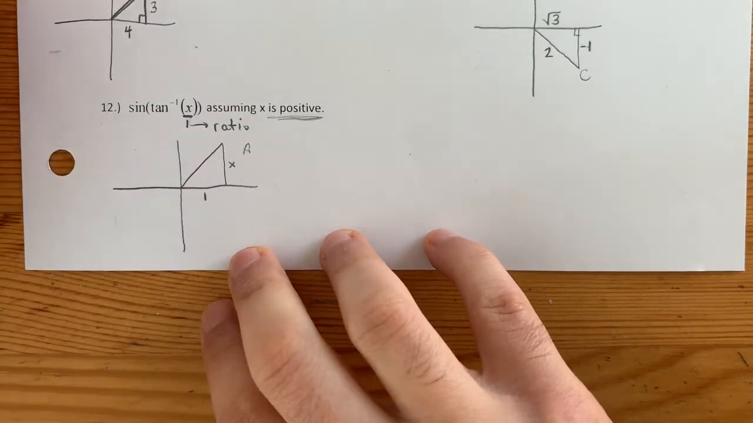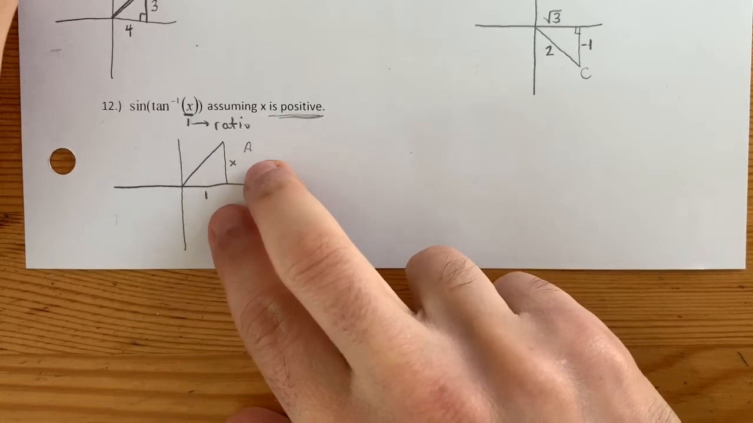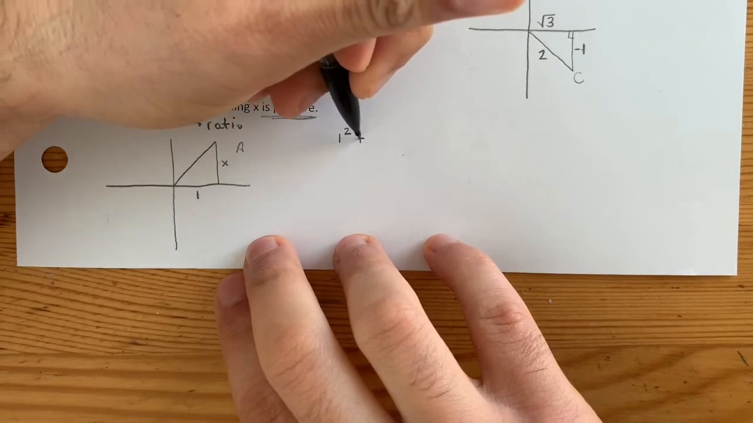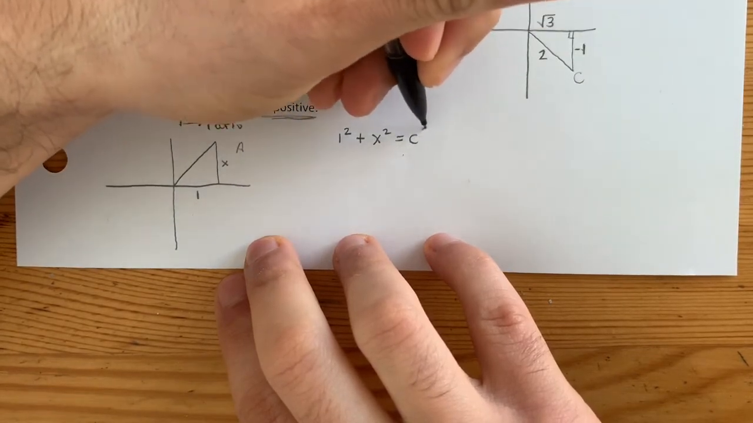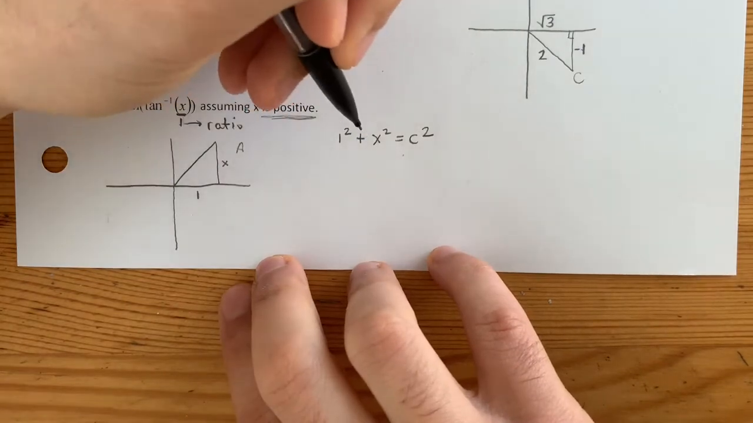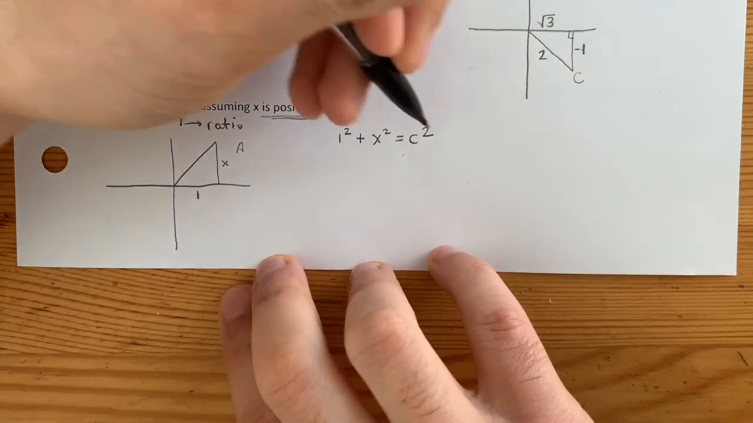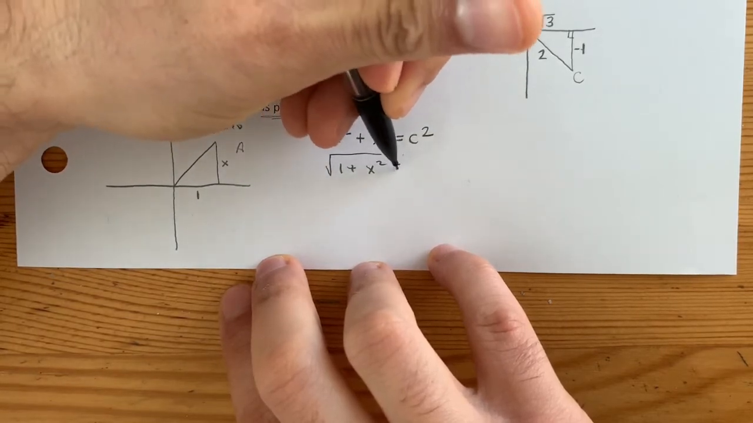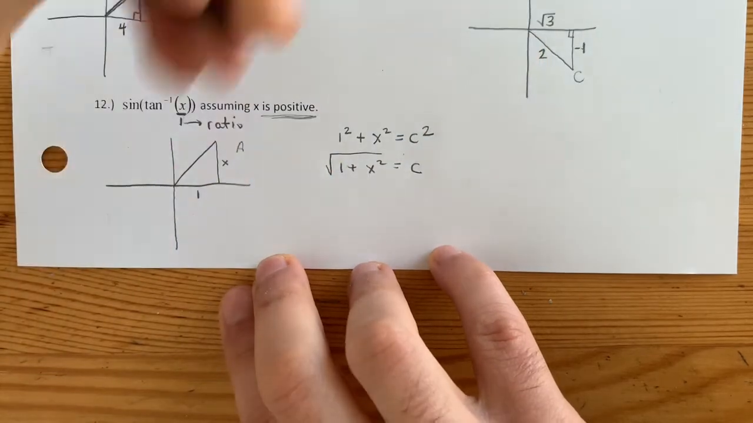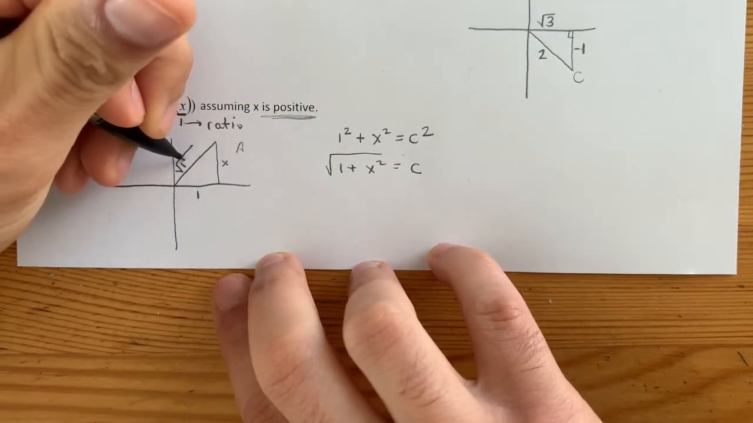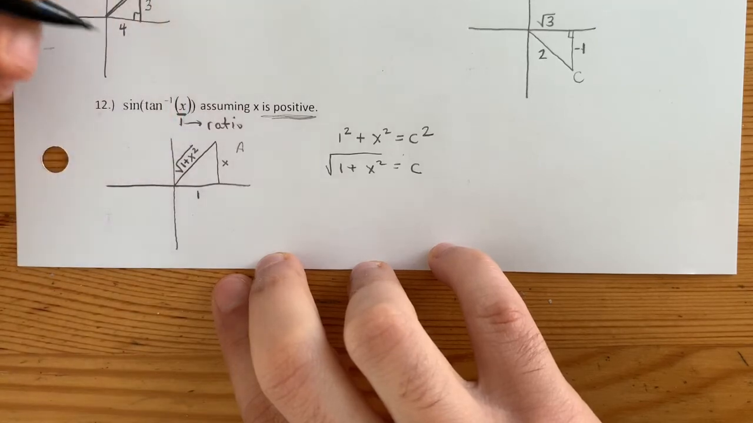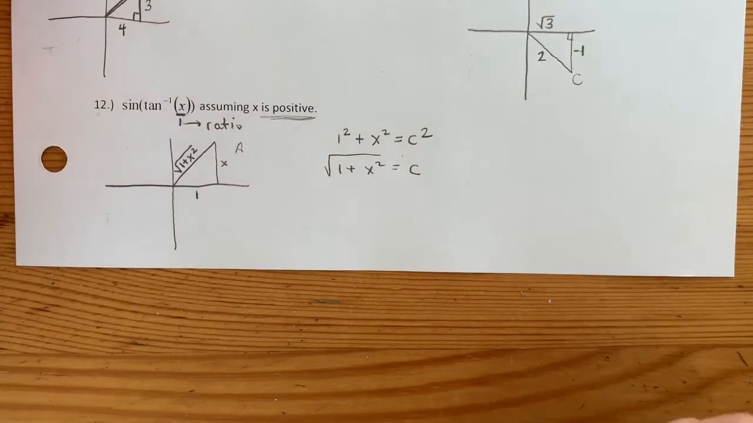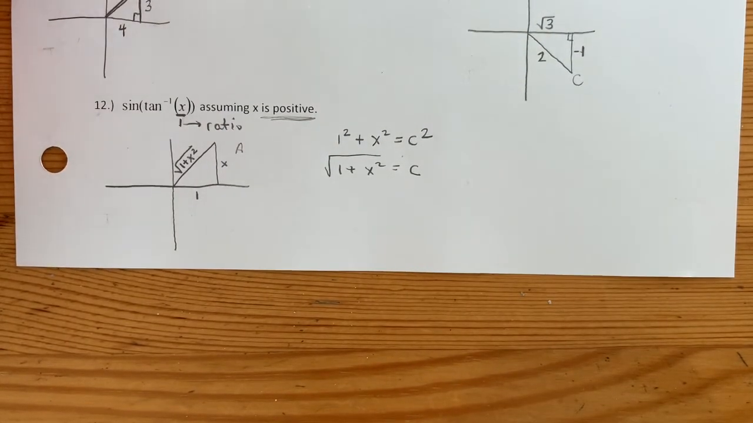And then the hypotenuse, how would we find that hypotenuse with just a 1 and an x? I guess we could do the Pythagorean theorem. 1 squared plus x squared equals c squared. So then I would need to square root both sides. And then I know that this hypotenuse would be the square root of 1 plus x squared. Okay, well now we got the side lengths in a formula, but at least we have them in terms of x, which I think is so cool.